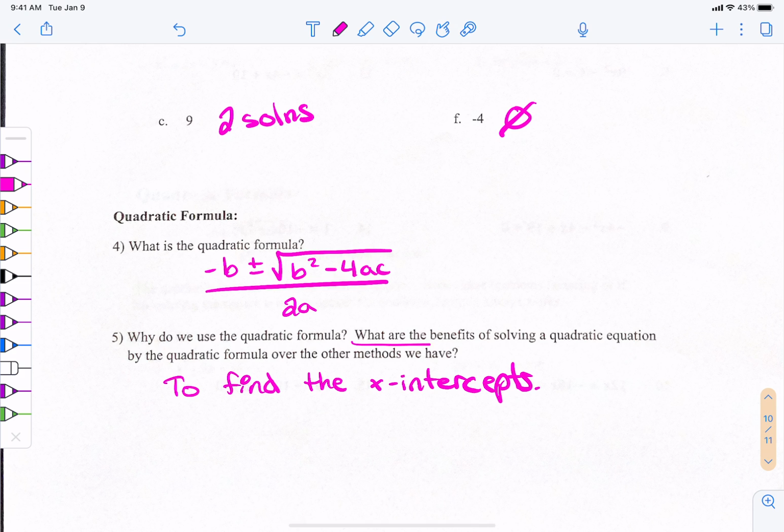Okay, what are the benefits of solving a quadratic equation by the quadratic formula over other methods? Because you can find the x-intercepts. But you can find x-intercepts by factoring too. If you can't factor, yeah, the quadratic formula will always work.